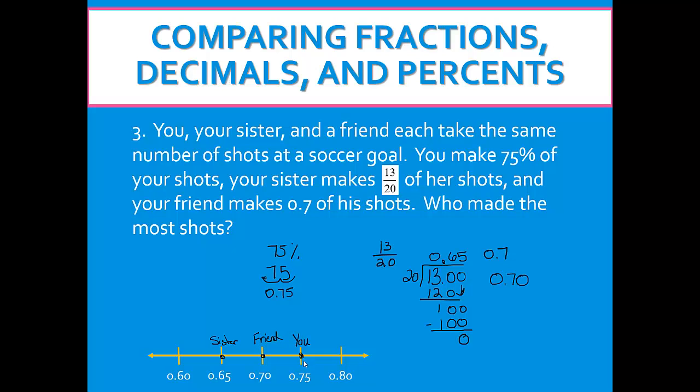Now I can use my number line to help me answer the question, who made the most shots? And the answer would be you, because your shots would be 75 hundredths compared to your sister, which was 65 hundredths, and your friend was 70 hundredths.